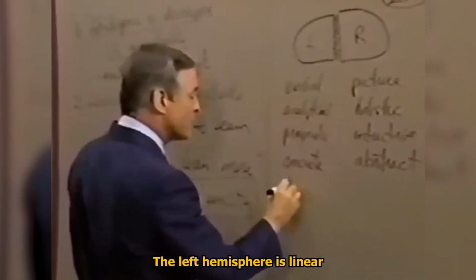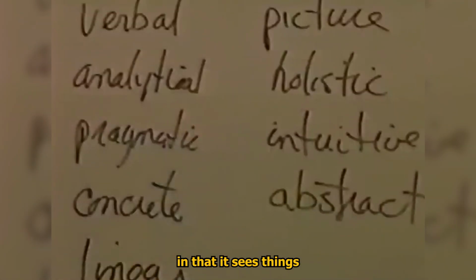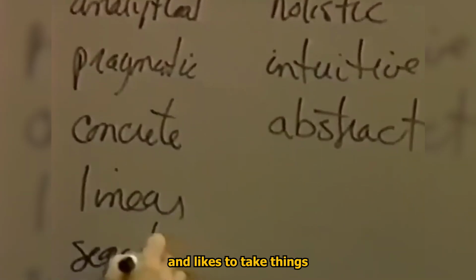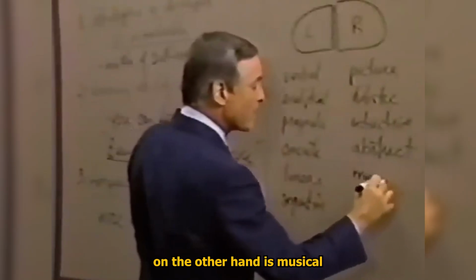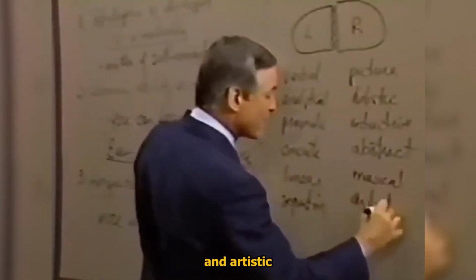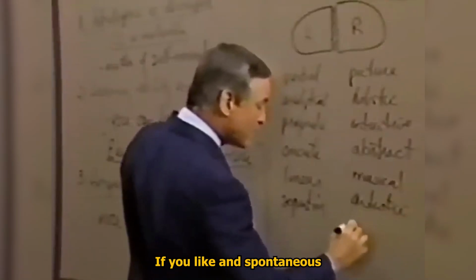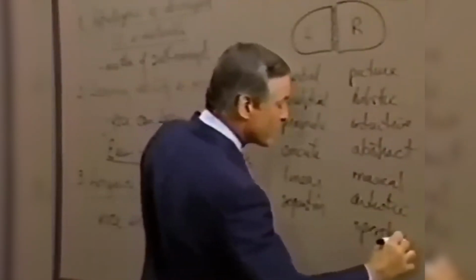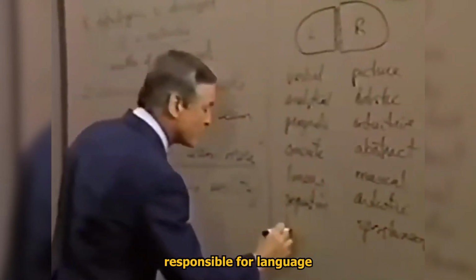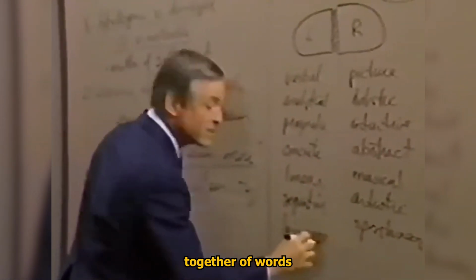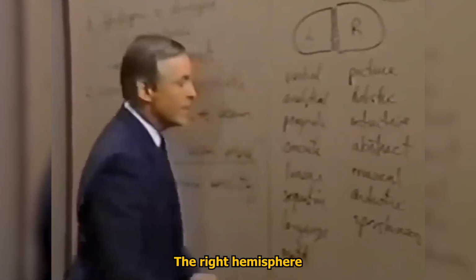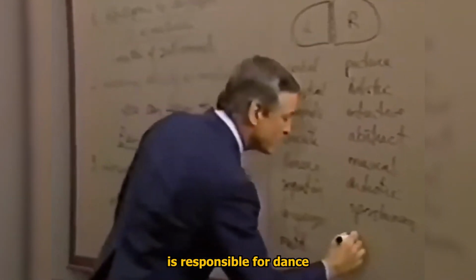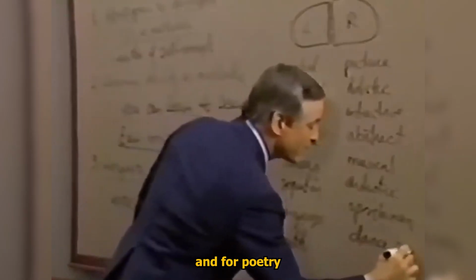The left hemisphere is linear, in that it sees things in an orderly row, and it is also sequential, and likes to take things one thing at a time. The right hemisphere, on the other hand, is musical and artistic, if you like, and spontaneous, and is responsible for humor. The left hemisphere is responsible for language, the stringing together of words in a logical order to make sentences. It's also responsible for math. The right hemisphere is responsible for dance and for poetry.